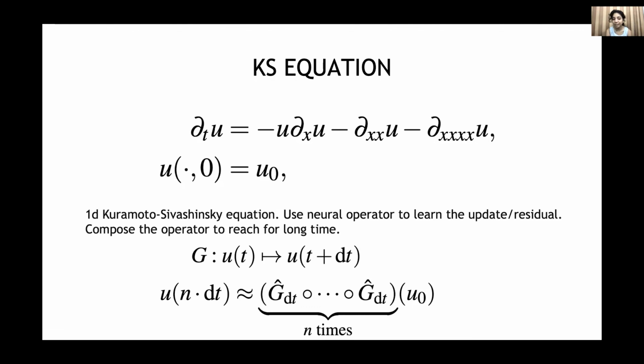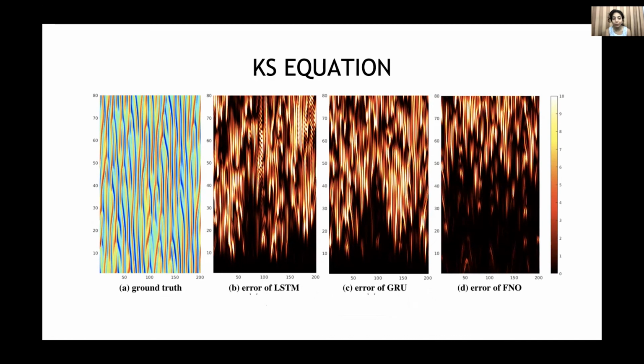Because what the underlying theory says is this is a Markov operator. All you need to do is learn this one-step transition operator. And if you compose that as many times as you want, that gives you the solution at any time point. And these are still ongoing works. What we see is the Fourier neural operator is able to capture it much more effectively. It's able to track the ground truth to a much larger extent, even though it's been trained only on one-step transitions. It has never been trained on longer trajectories.